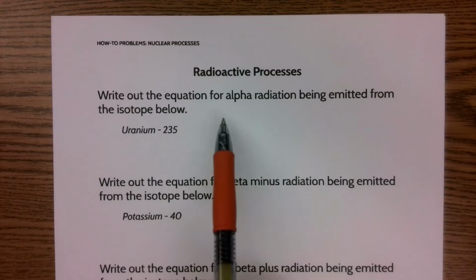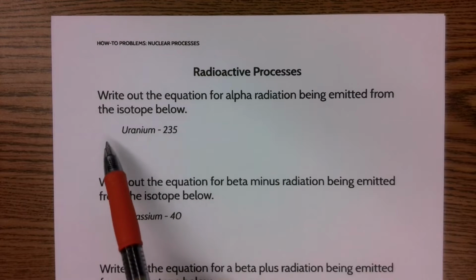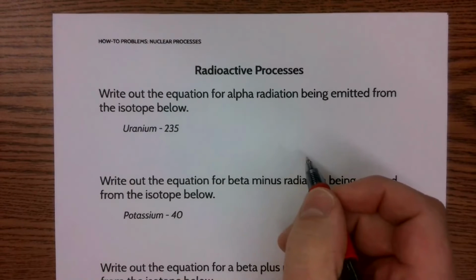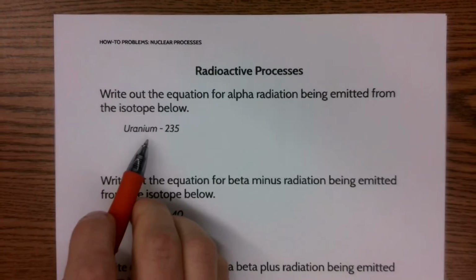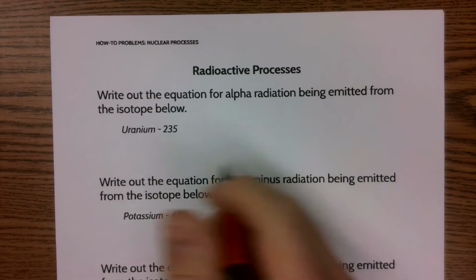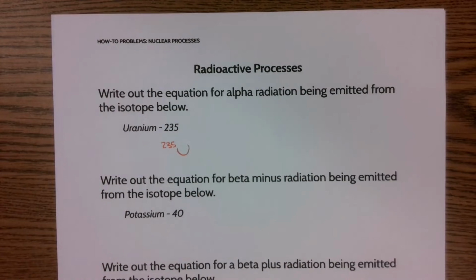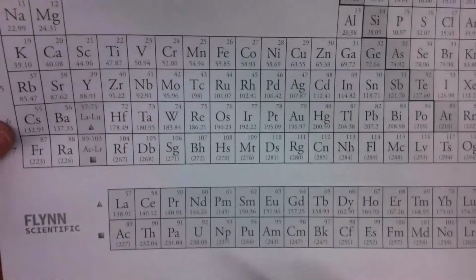Write out the equation for an alpha radiation being emitted from the isotope below. Uranium-235 is going to be our isotope of uranium. This uranium-235 was actually used in the Manhattan Project when America was developing the atomic bomb at the end of World War II. So let's write out how this isotope emits an alpha particle. Uranium-235, and that's its atomic mass. Its atomic number is 92.